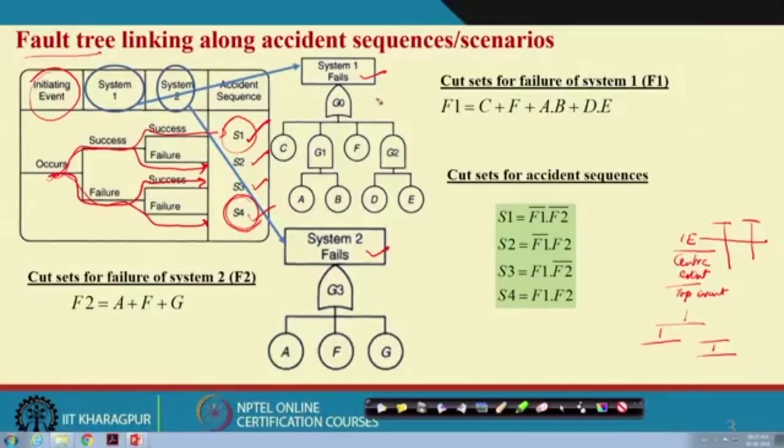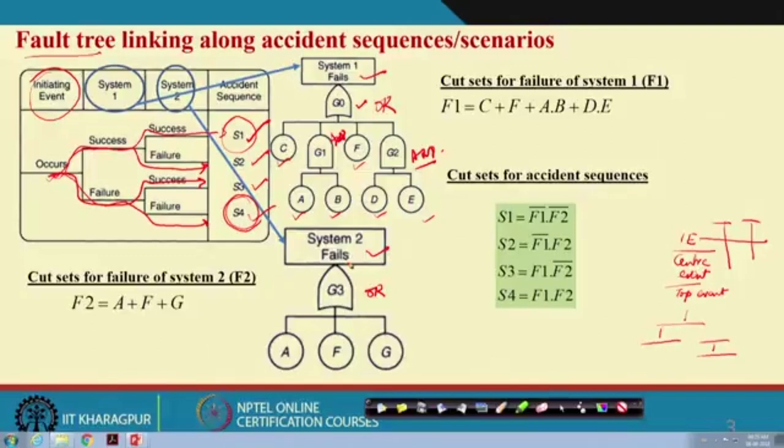So for the time being, let system 1 fail, and C, A, B, F, D and E are the basic events which ultimately lead to system 1 failure. And this is the fault tree. Here G0 is an OR gate, and G1 is an AND gate, OR gate and AND gate, and this is another AND gate. Okay. And similarly, when system 2 fails, there is one OR gate and there are three basic events, any one of which leads to system 2 failing.